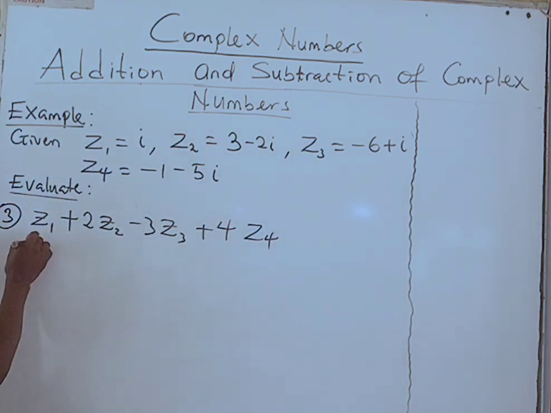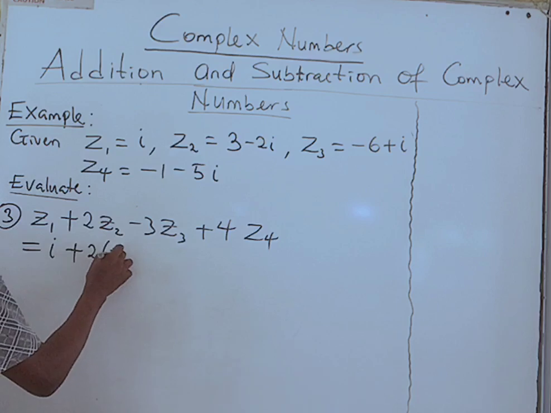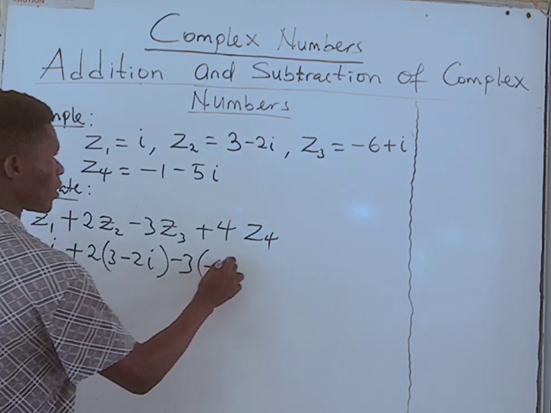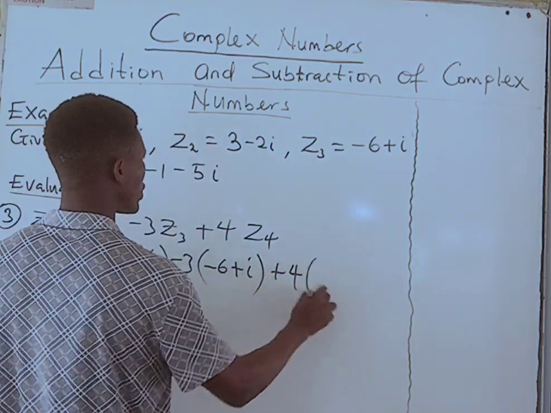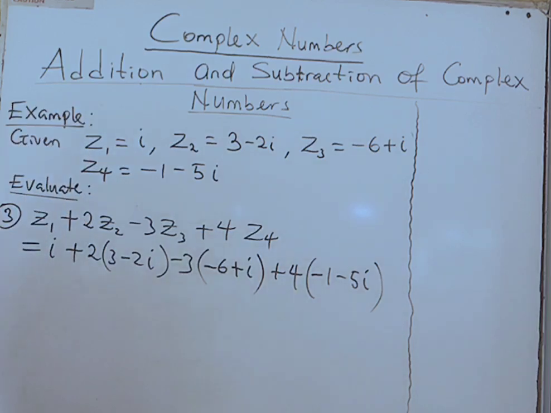All we need to do is to substitute. So we have I plus 2 into brackets, Z2 is 3 minus 2i, minus 3 into brackets Z3. So all you are doing is just substitution, right? Then we have 4 into brackets minus 1 minus 5i. That is what Z4 is. Now, we have to make the substitutions carefully so as not to make any mistake.